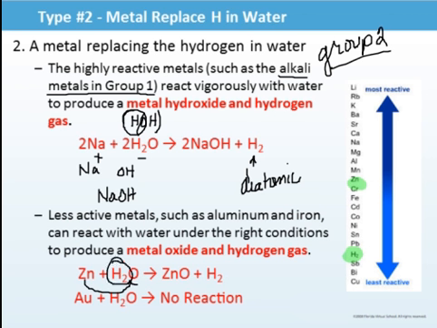Look at the second example, gold. Gold is actually on the bottom of the activity series. If you have the one printed from the course, you can see gold on yours. It's on the very, very bottom, and it is under hydrogen. If it's under hydrogen, it's not going to replace it.